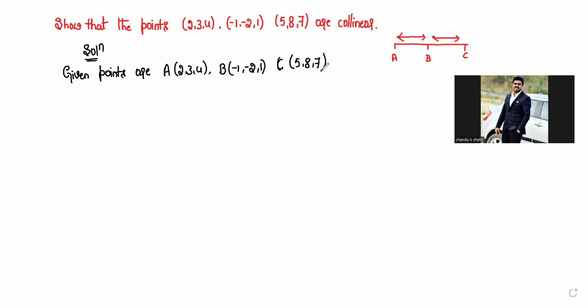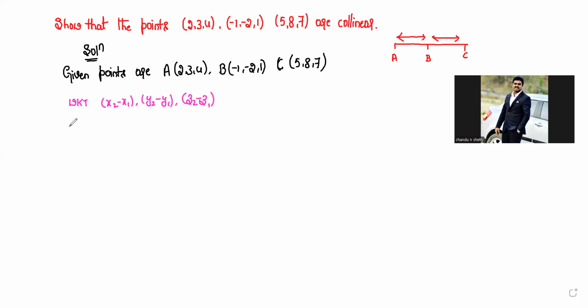Okay. Now we want to find out the direction ratios. So for direction ratio, by using the points, we know the formula to find out direction ratio by using the points. So x2 minus x1 comma y2 minus y1 comma z2 minus z1. This is the formula to find out the direction ratio of 2 points.